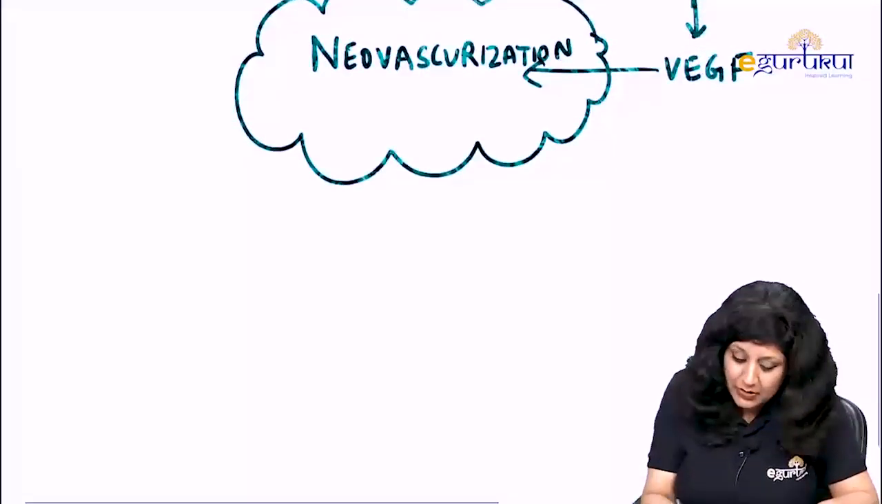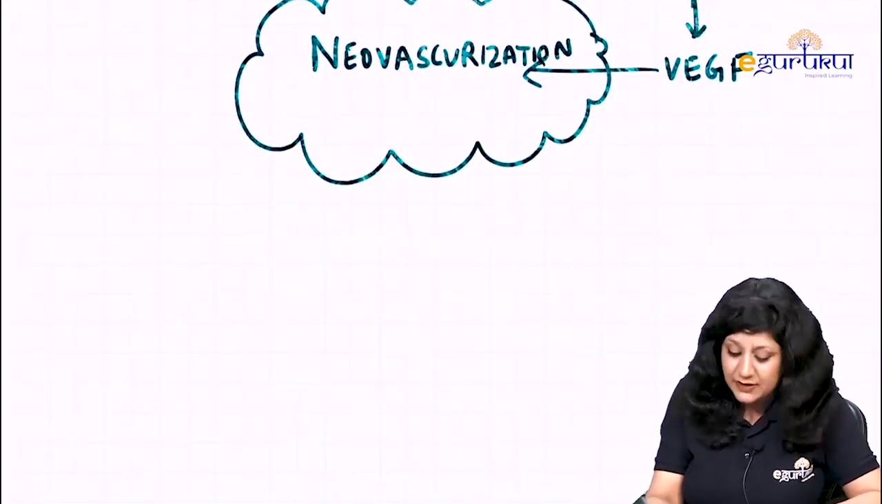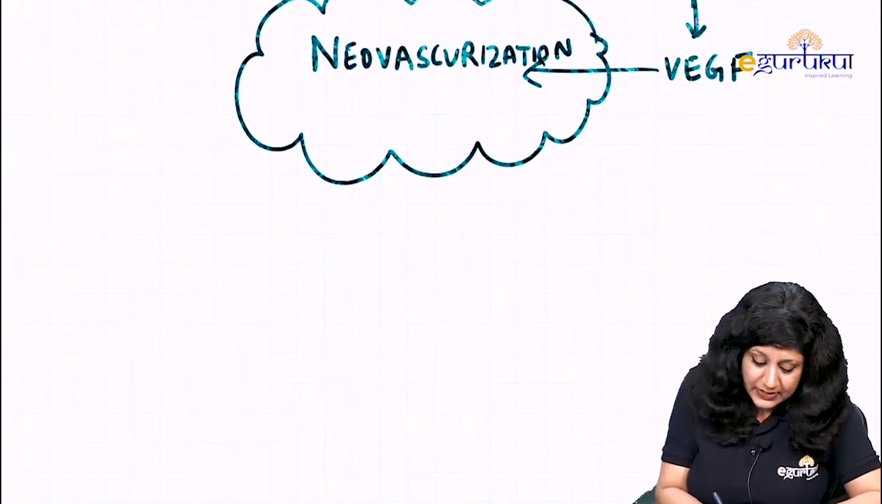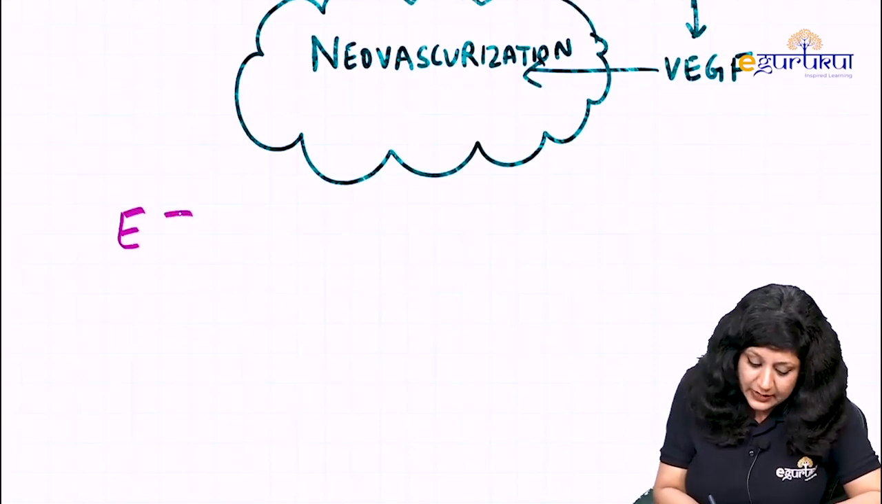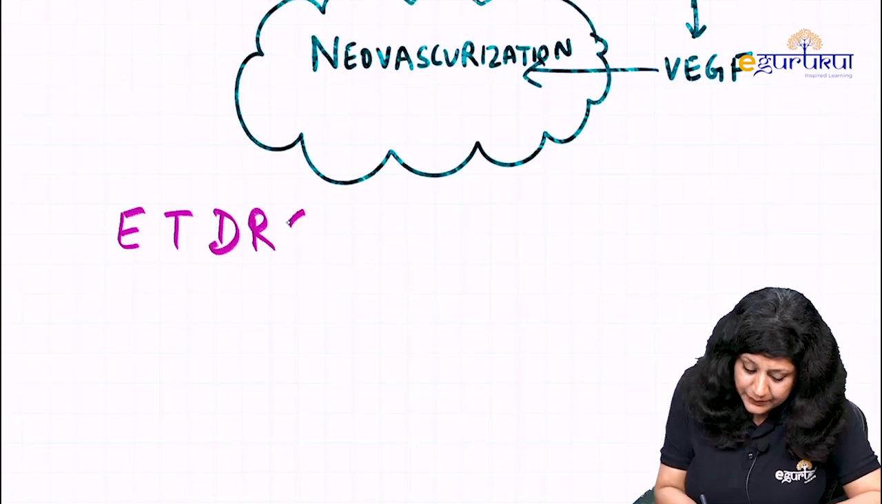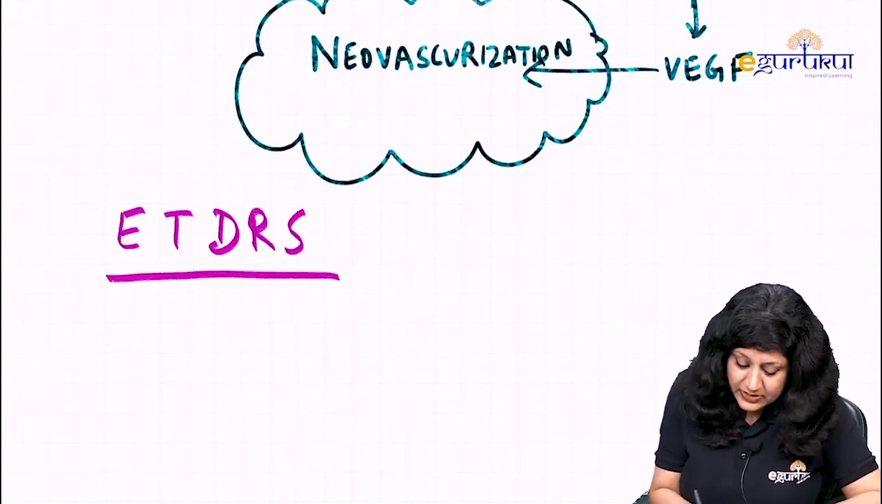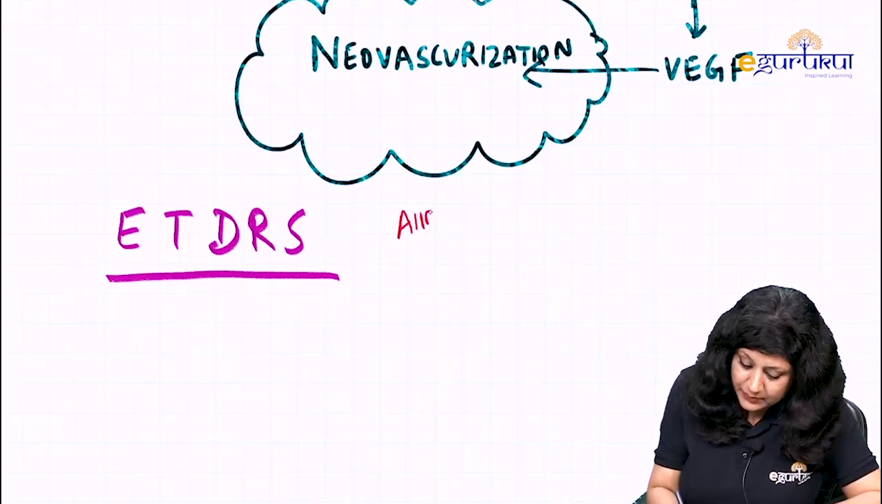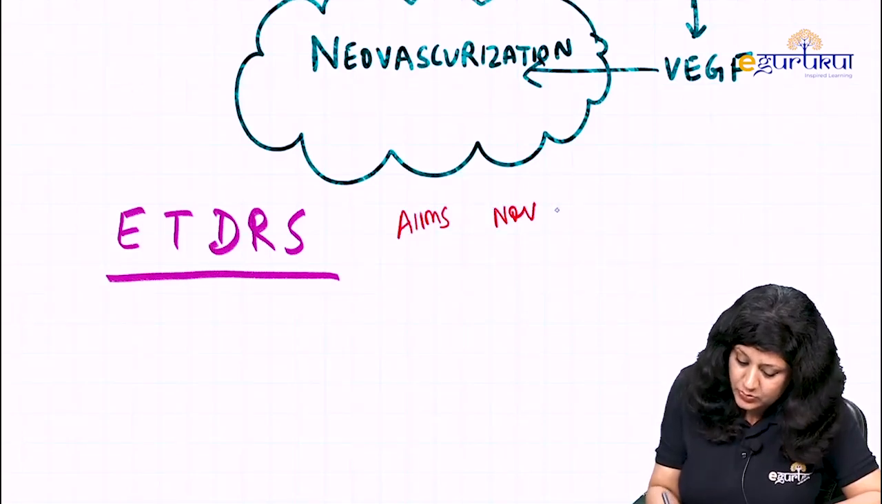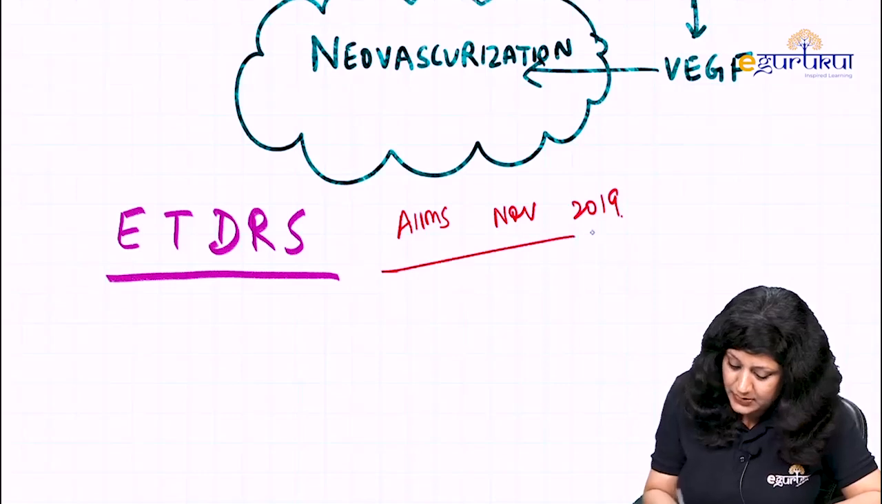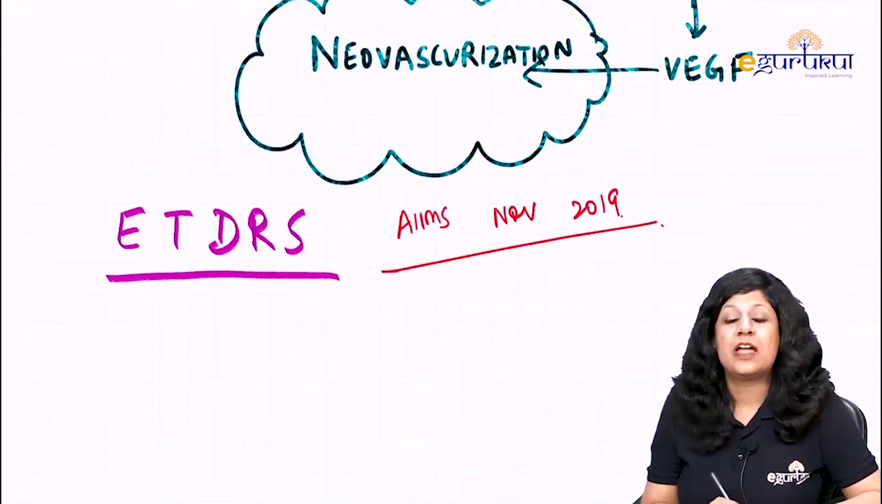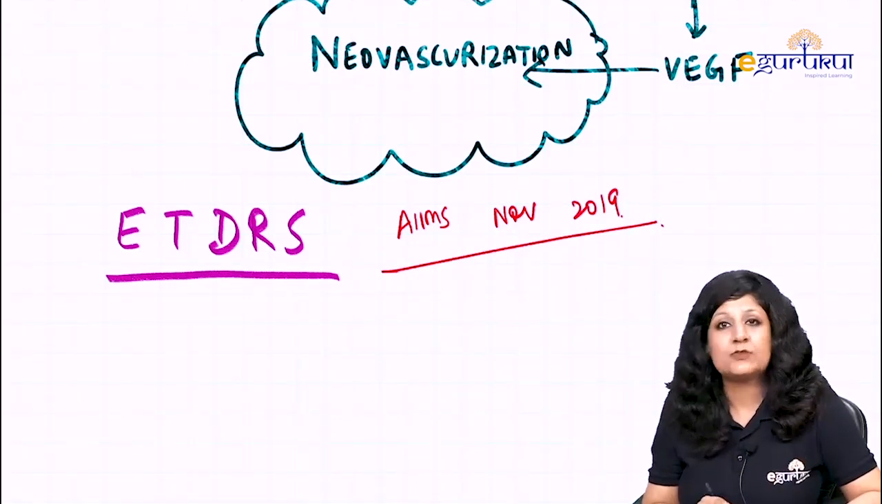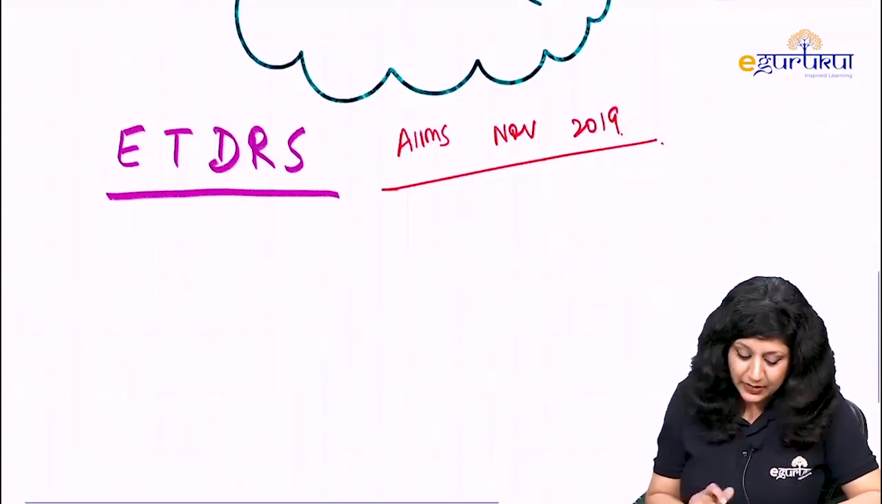Okay, now coming to a study. The study which is done for diabetes, the most popular is the ETDRS study. This was recently asked in AIIMS November 2019: what is the name of the disease for which this study is done? It is diabetic retinopathy.